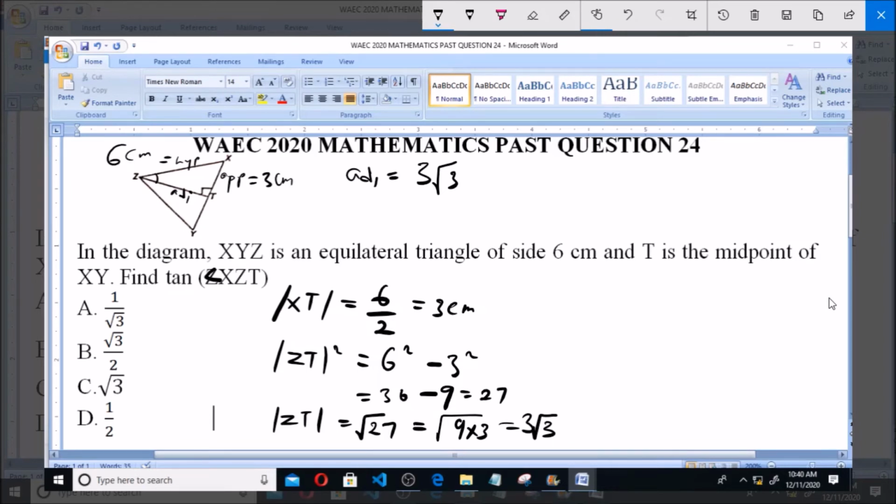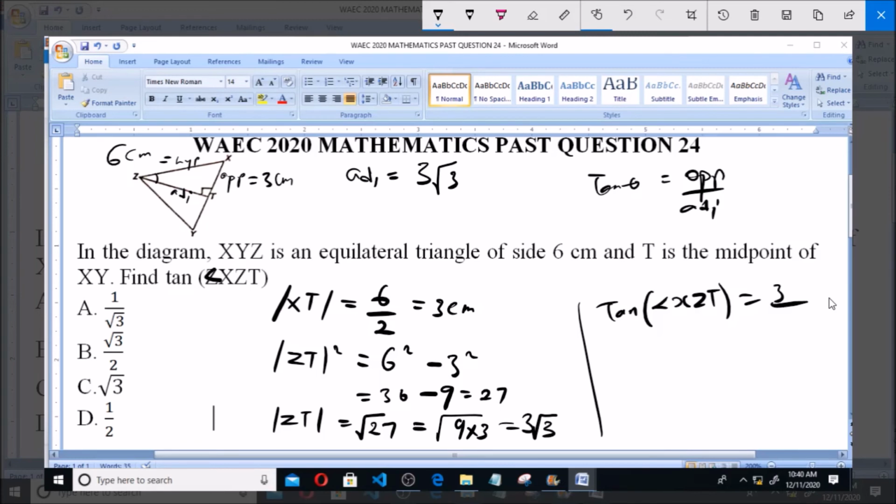Now using tan, because we are asked to find tan angle XZT, so tan angle XZT is equal to, remember, tan theta is equal to opposite over adjacent. Now the opposite is 3 cm, so we have 3 all over the adjacent, which is 3 root 3. We cancel 3, giving us 1 all over root 3. So the answer to this question is option A, 1 over root 3.